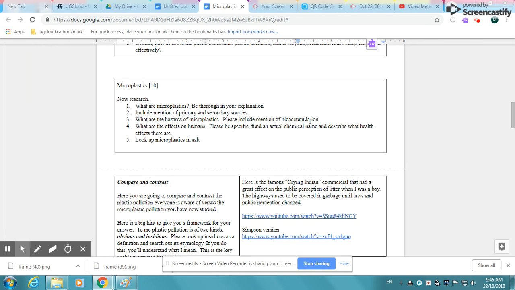You're going to see a lot of relationship here. We're in between 2 units, ecology and chemistry, and this assignment will straddle that boundary. What are the effects on humans? Be specific. Find an actual chemical name and describe what health effects there are.